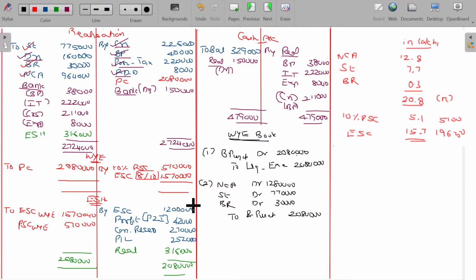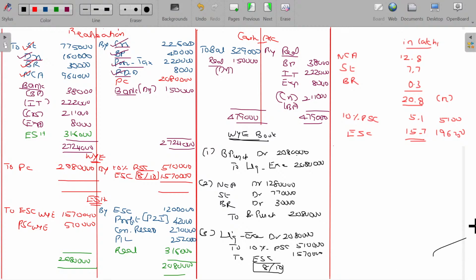Okay. The final entry being make the payment to the liquidator of equity share means X company. Liquidator of X account debit. The payment being in the form of 10% preference share capital as well as equity share capital. Rupees 8 paid up for 10 rupees face value shares. This value being 5 lakhs 10,000 and equity share capital worth being 15 lakhs 70,000. Overall payment being 20 lakhs 80,000. Hope now you'll be able to understand the complete thing. Clear?